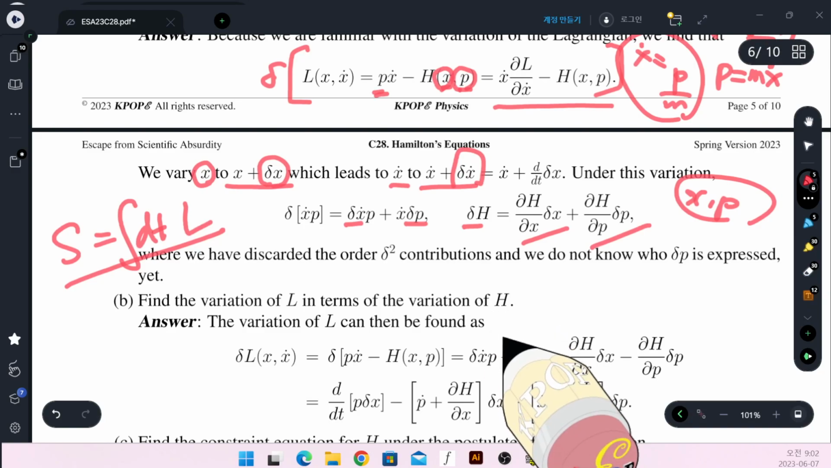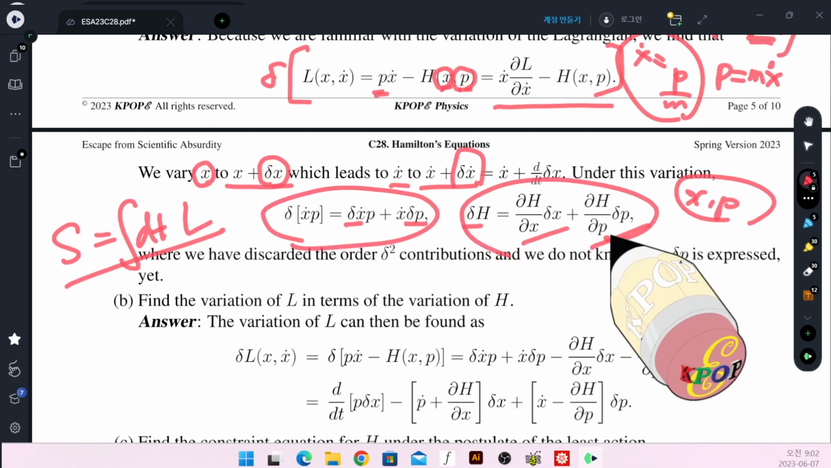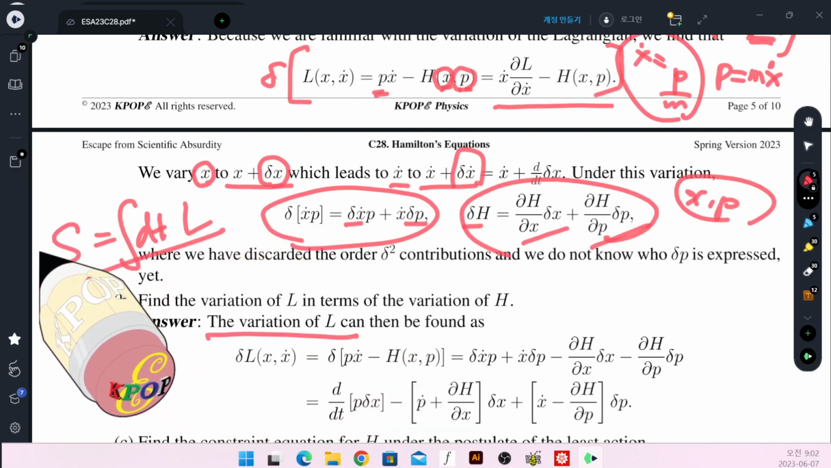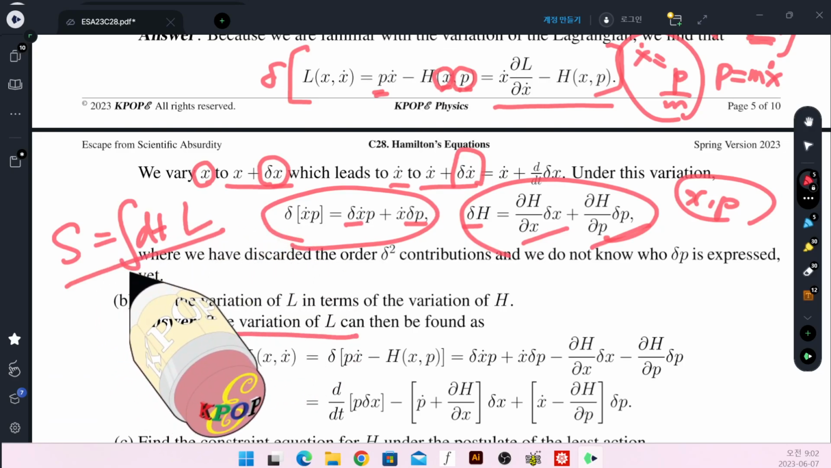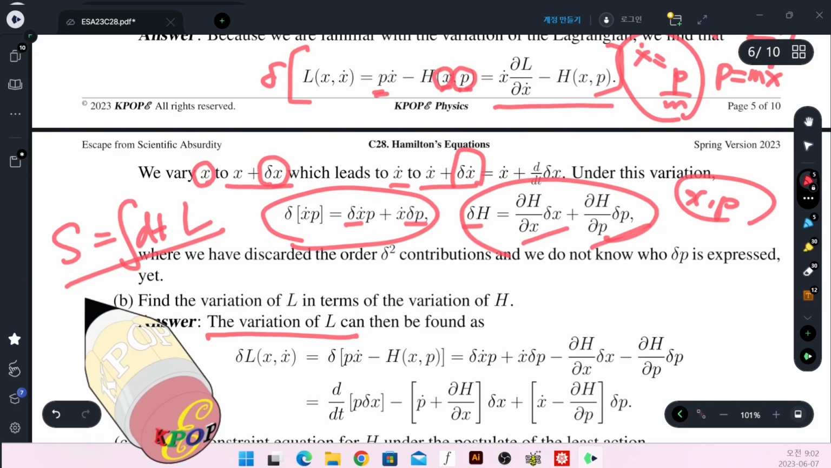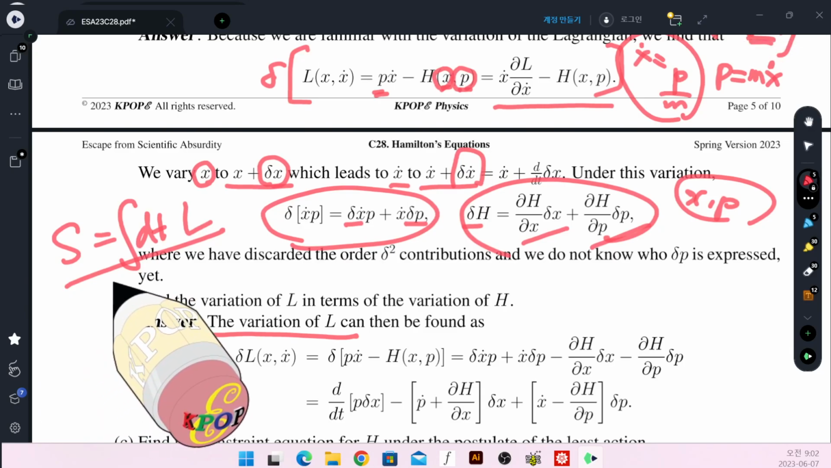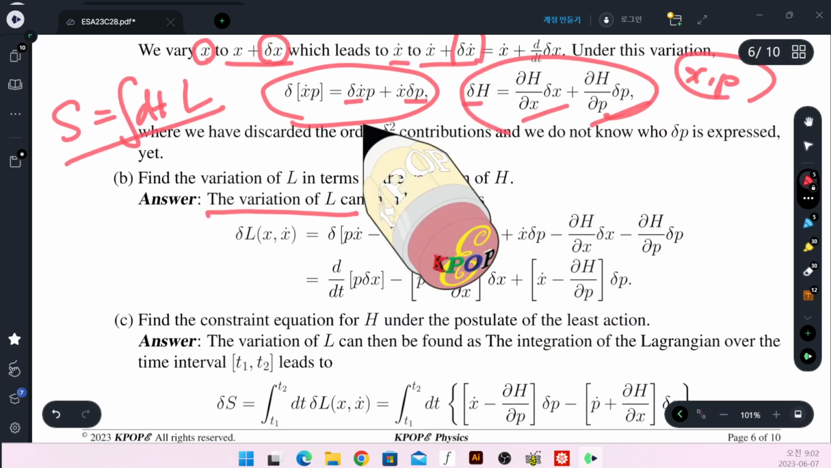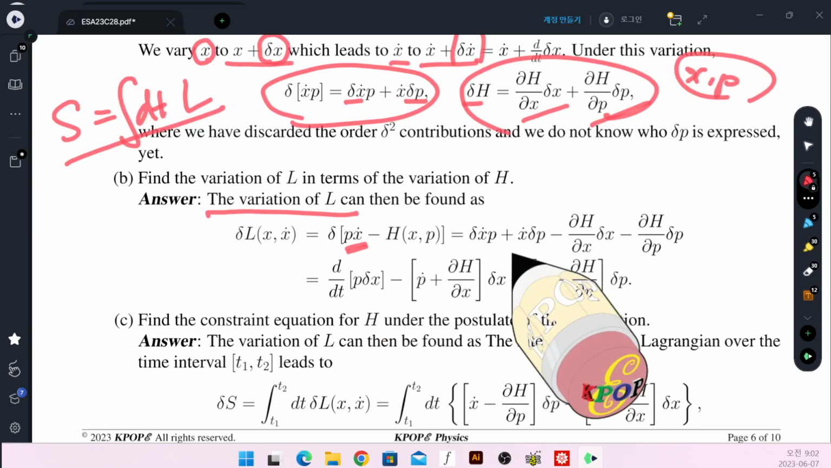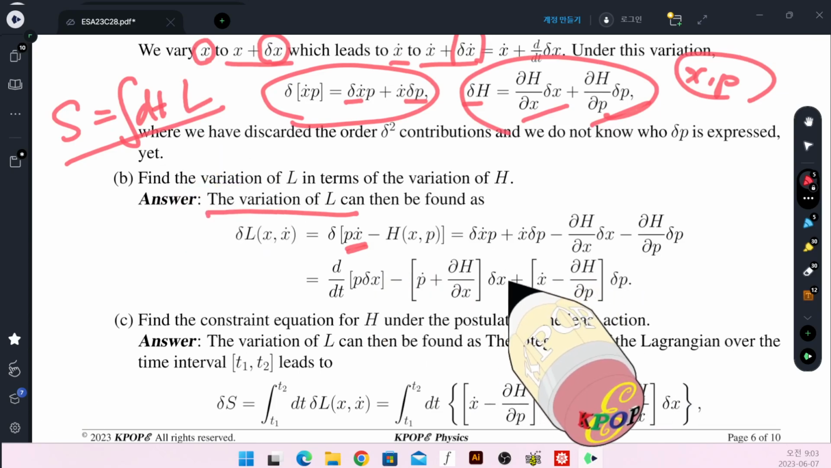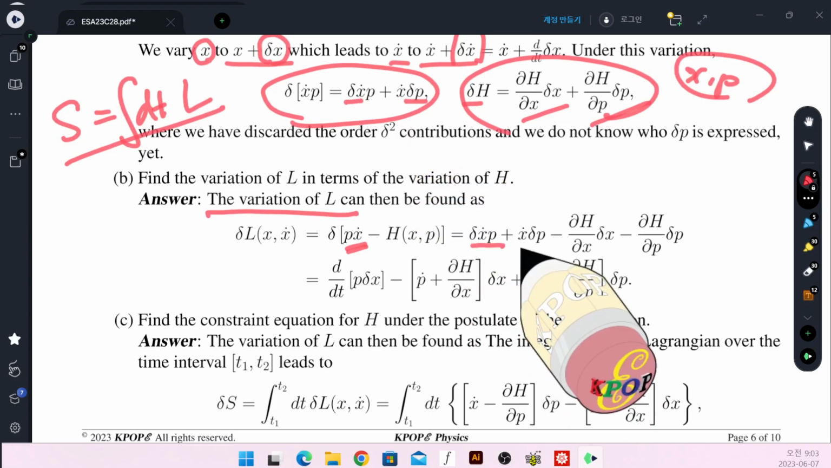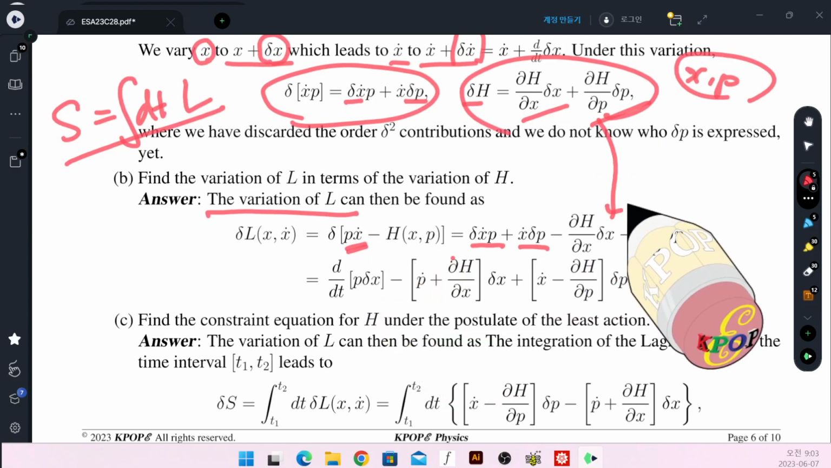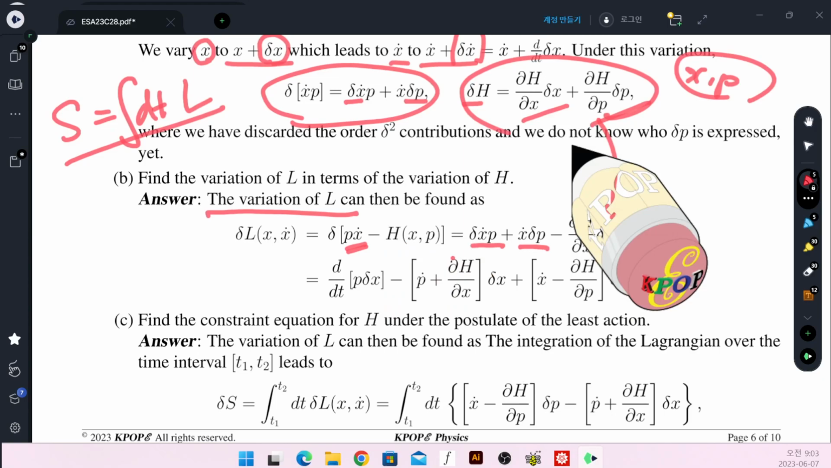Okay, so we substitute this variation rule to find out the variation of the Lagrangian, because we would like to see what happens to the least action principle, not with the Lagrangian, but with the Hamiltonian. So we substitute this to find out the variation of the integrand in the action. These two are copies. And then we have a negative sign, and we just copy the variation of the Hamiltonian, that is a function of x and p only.